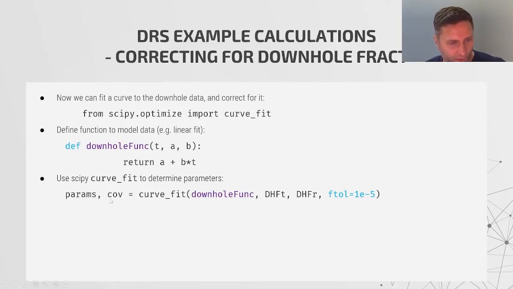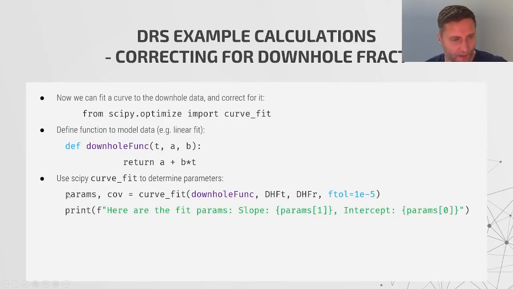Normally we don't use this covariance matrix, but if you're interested in the statistics of it, you can. Most often we'll just use the parameters. And in this case, the slope, which would be b, would be parameters at position 1, and the intercept would be parameters at position 0.